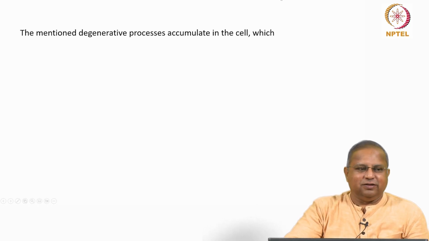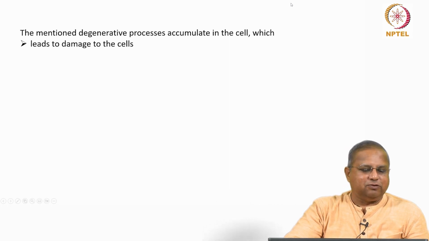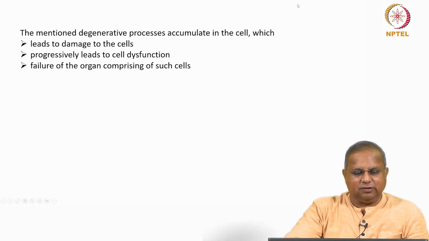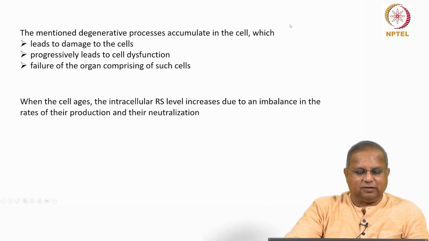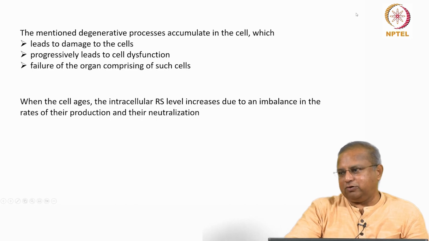So, those degenerative cellular aspects or processes accumulate in the cell, which progressively leads to cell dysfunction, and since cells constitute the organs, failure of the organ comprising such cells. And in terms of the RS relationship, when the cell ages, the intracellular reactive species level increases due to an imbalance in the rates of production and their neutralization.